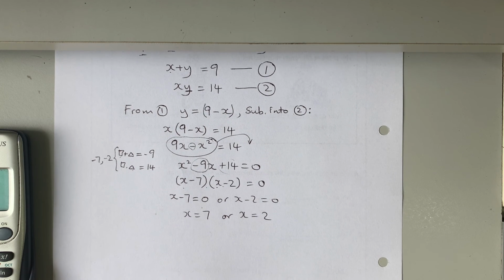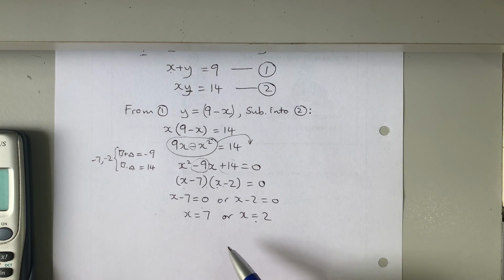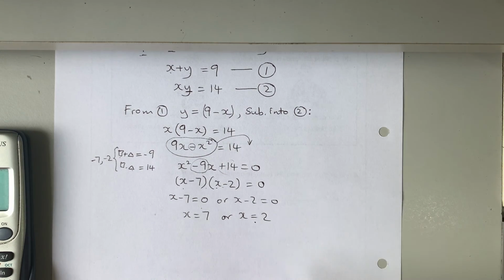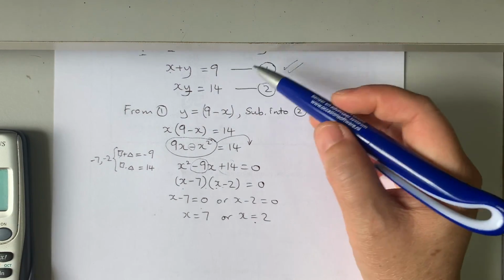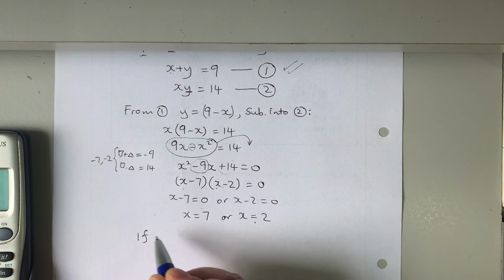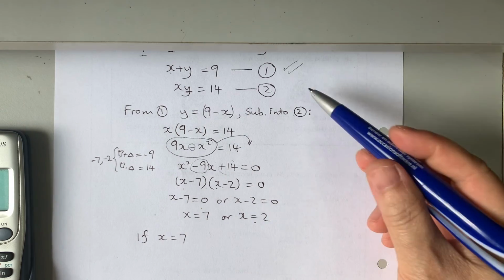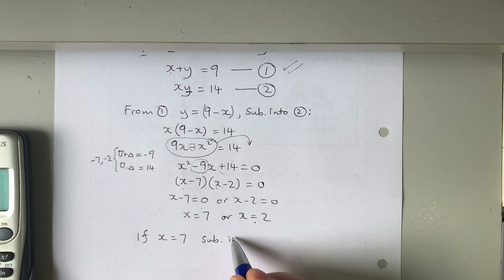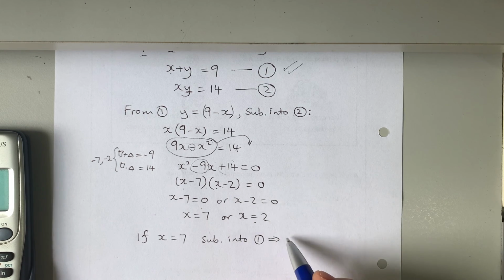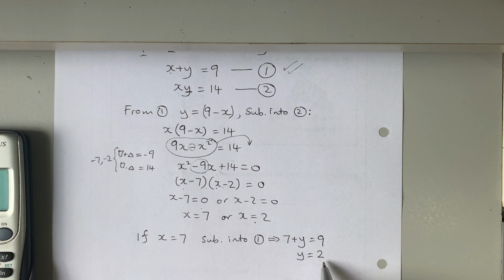So from these two x values, we need to go back and find our y. So let's use the first equation because it looks a bit easier to find y from x. So if x is equal to 7, the first number there, let's substitute into 1. If x is equal to 7, you get 7 plus y is equal to 9. So then we get y is equal to 2. If x is 7, y is 2. Now, the other x, so if x is equal to 2, we sub into 1 again. We get 2 plus y is equal to 9. So then we get y is equal to 7. So either x is 7, y is 2, or x is equal to 2 and y is equal to 7.